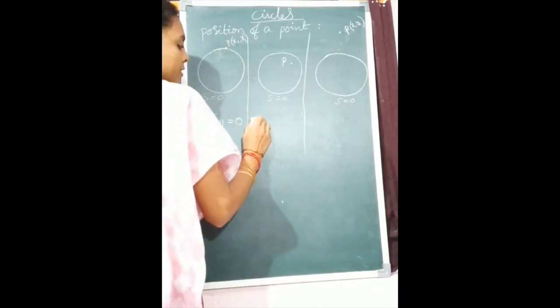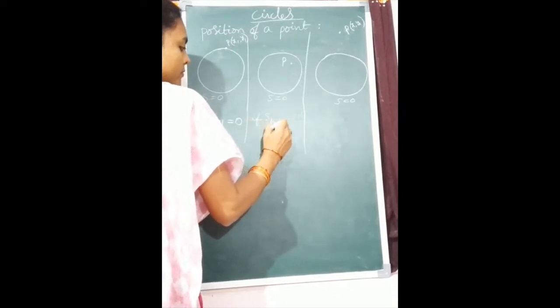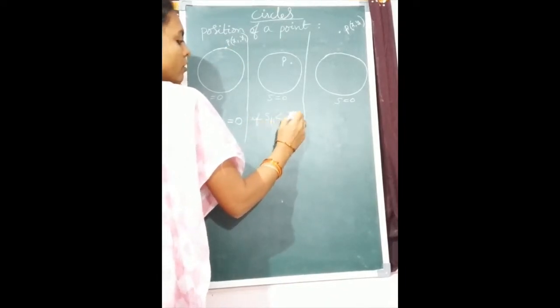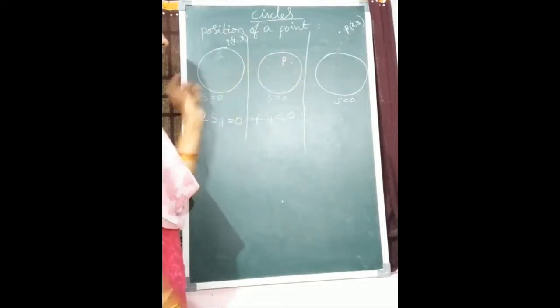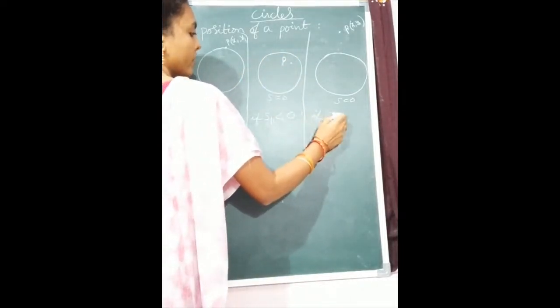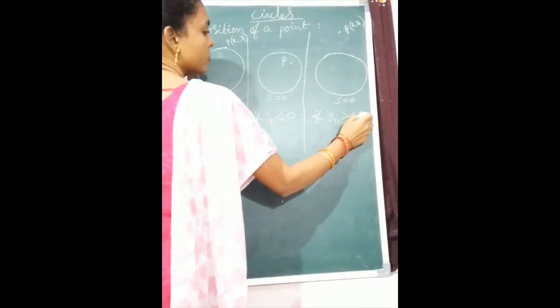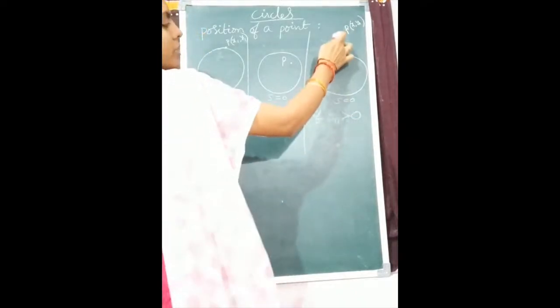And if S11 is less than 0, P lies inside of the circle. And if S11 is greater than 0, P lies outside of the circle.